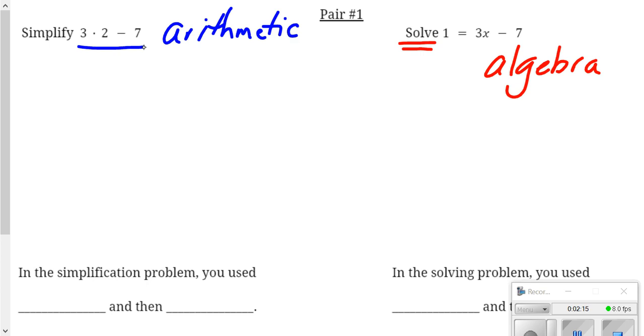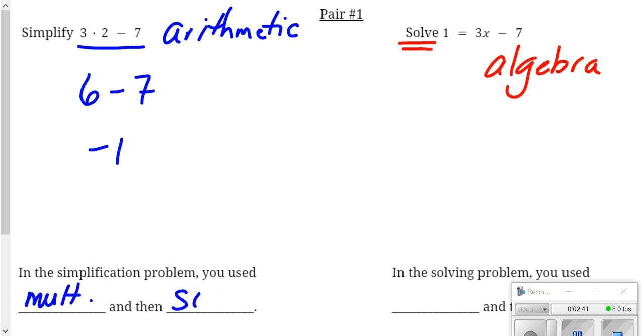I'm going to follow order of operations. I don't see any parentheses. I do see some multiplication, so I will do the multiplication. And then I'm going to go on and subtract. So in this simplification problem, we first used multiplication, and then we subtracted.